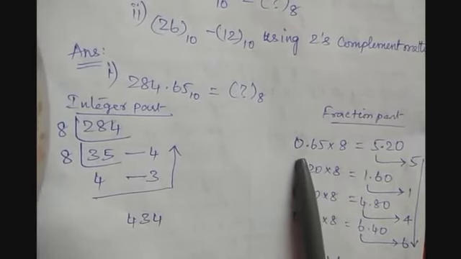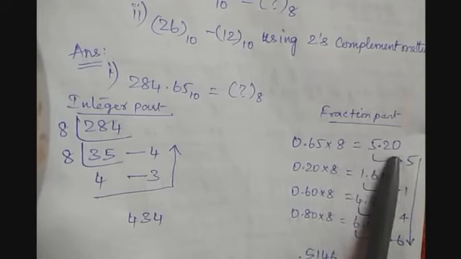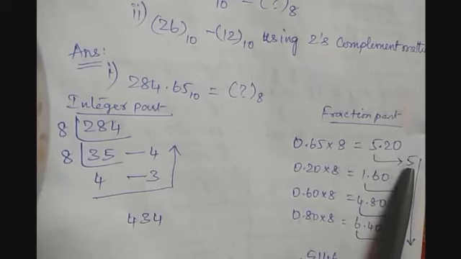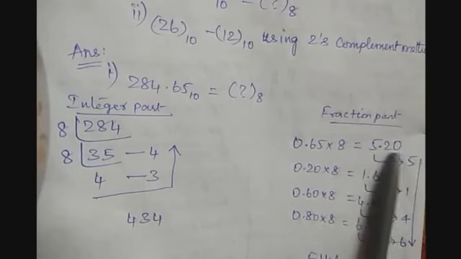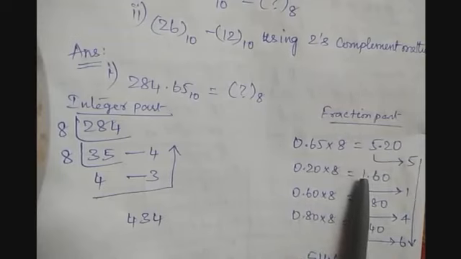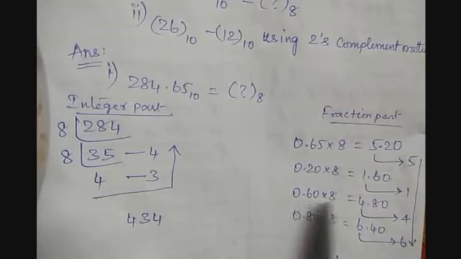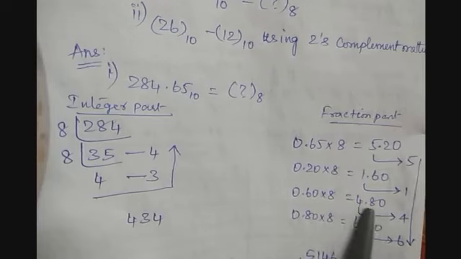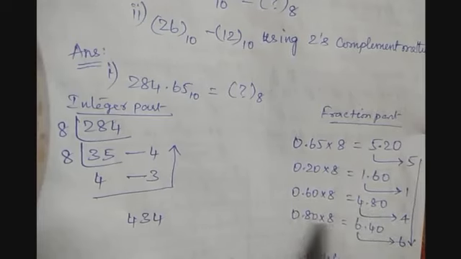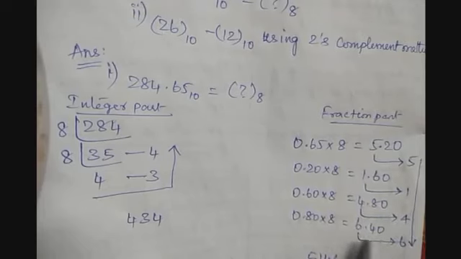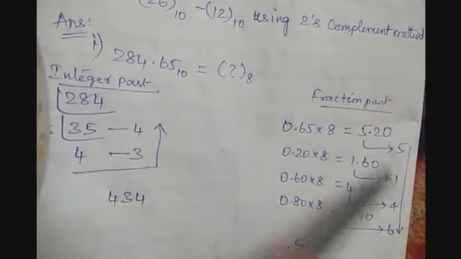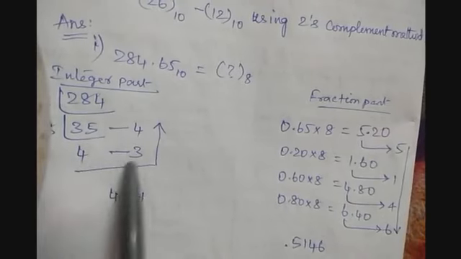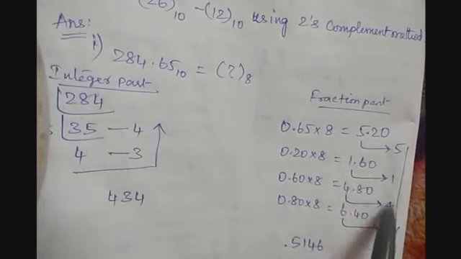Now the fraction part, 0.65 into 8, we got 5.20. Take 5, take only the integer parts of these multiplications. 0.20 into 8 is 1.60, take 1. 0.60 into 8, we got 4.80, take 4. The remaining part is 0.80 into 8 equal to 6.40, take 6, and take from top to bottom. Here it is bottom to top, here it is top to bottom.